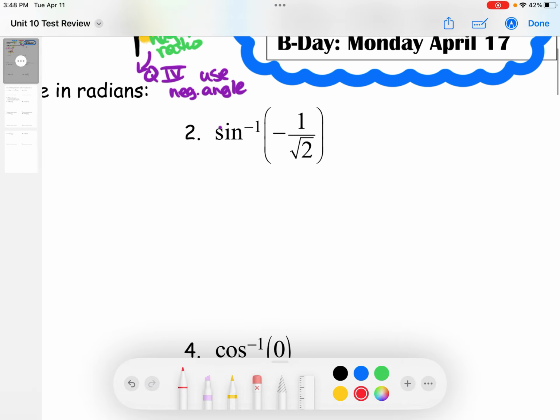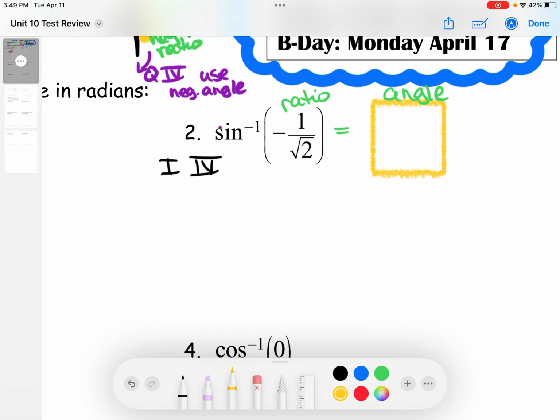Let's look at number 2. We have sine inverse of negative 1 over square root 2. That negative 1 over square root 2 is a ratio, meaning we are looking for the answer that will be the angle. And sine inverse can be in either quadrant 1 or 4. So being a negative ratio, this will be in quadrant 4.